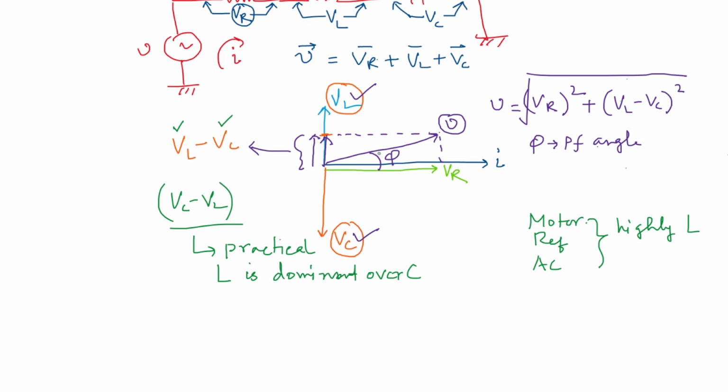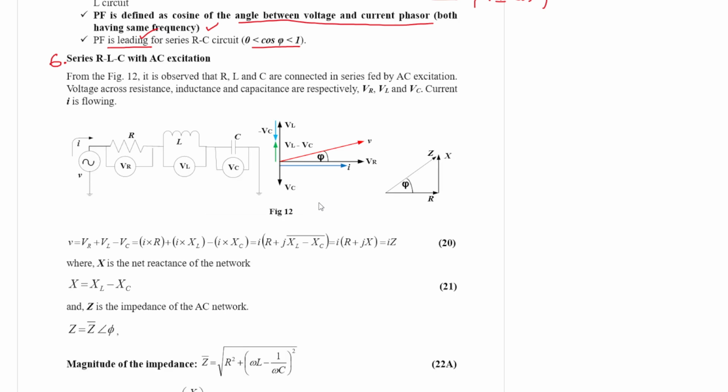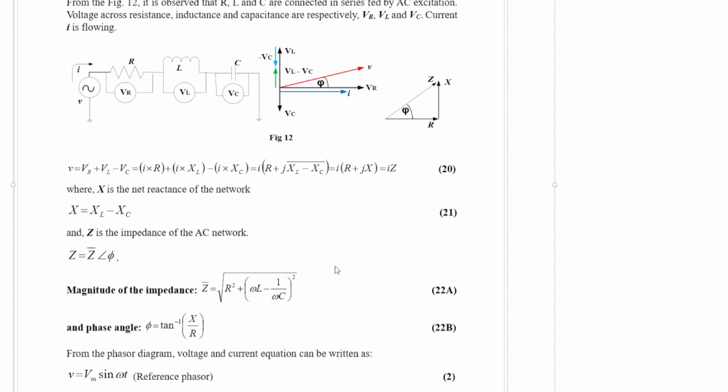And this angle is phi. So again we can see that the current is lagging by some angle phi. That angle is called the power factor angle. So we can quickly discuss the fundamental equations.